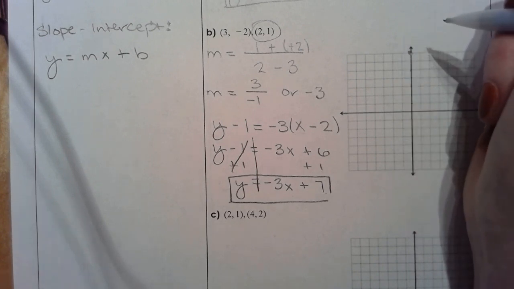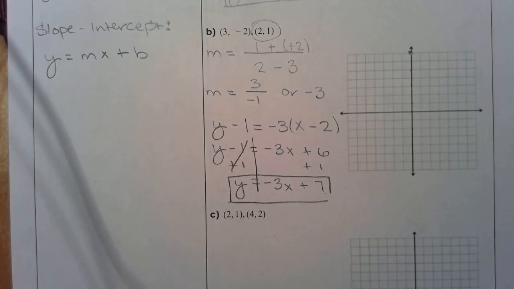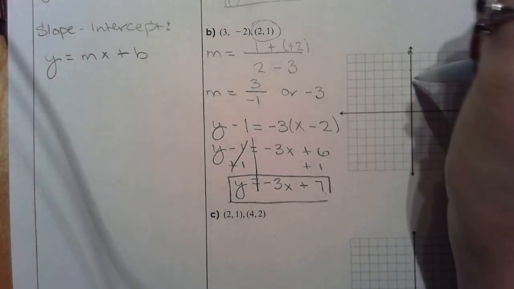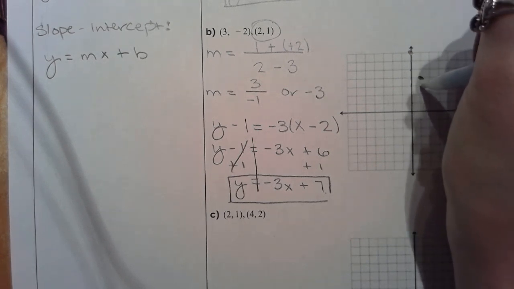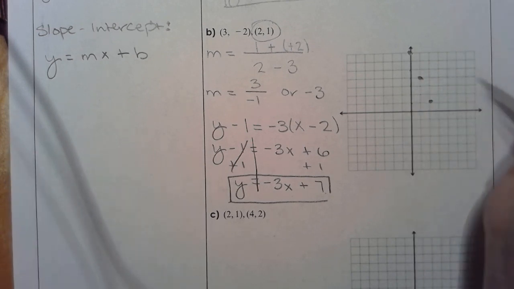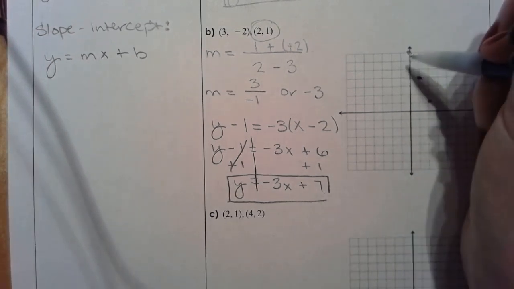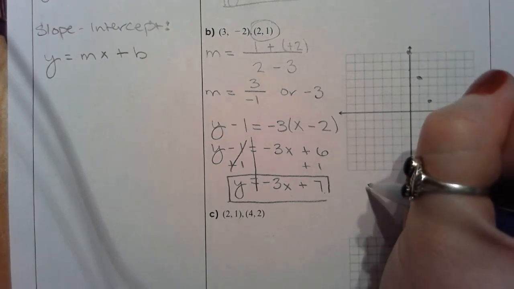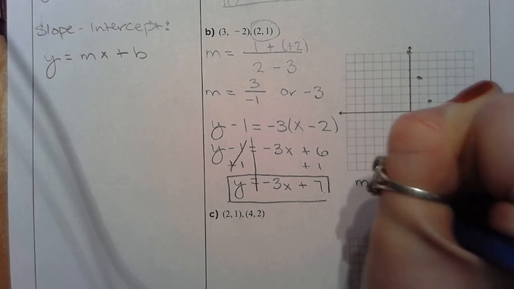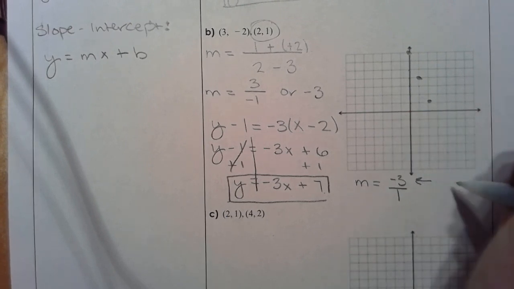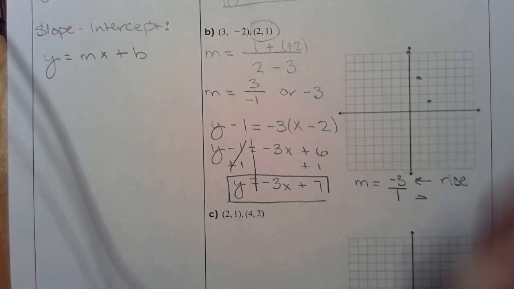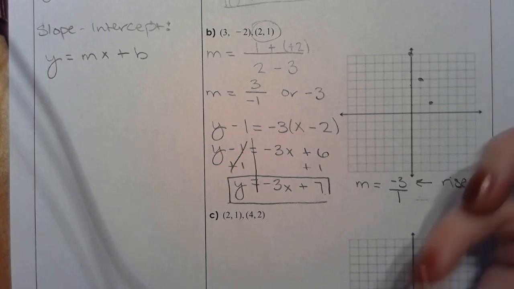And now I have a negative slope of negative 3. So I'm going to go down 3, 1, 2, 3, over 1. Down 3, 1, 2, 3, over 1. And so again, if you're a little bit confused about why I'm going down 3 over 1, so my slope, my m, is negative 3 over 1. My negative 3 is my rise, and my 1 is my run.